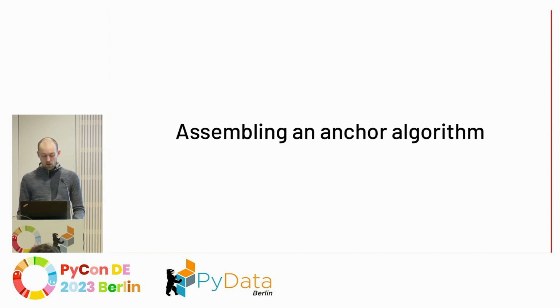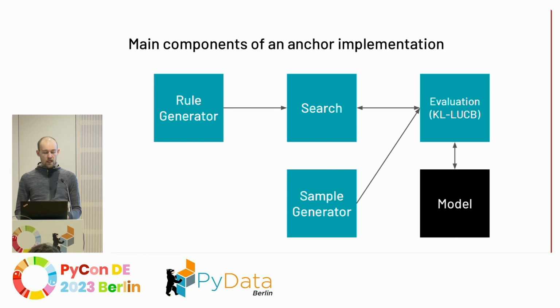Yeah, so then now we do actually have all ingredients, and we can assemble them together to form an anchor algorithm. And the main components of an anchor implementation are, of course, the model. So that's something which we need, obviously, because that's what we want to learn about. And then we have 4 components that we need to create. They might be really simple. They might also be very intricate.